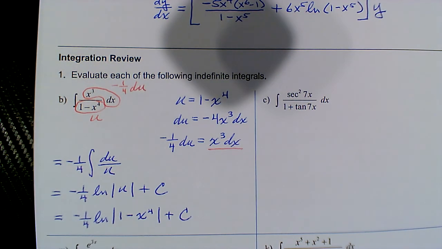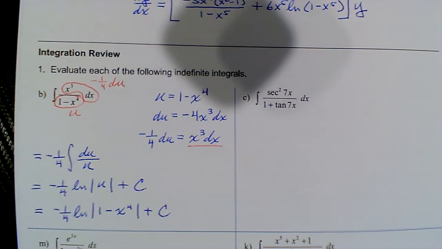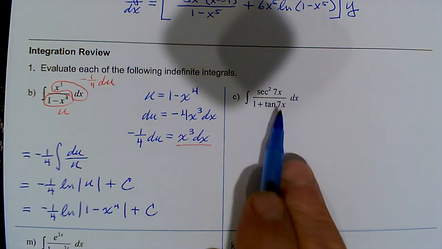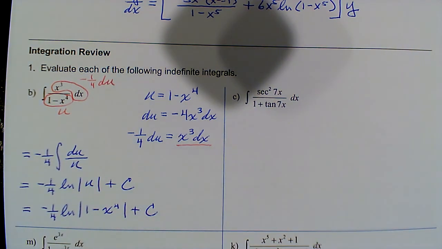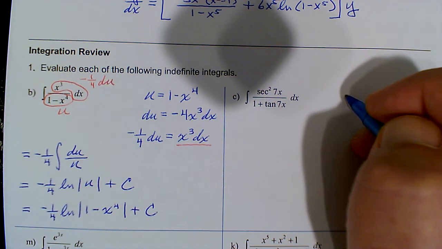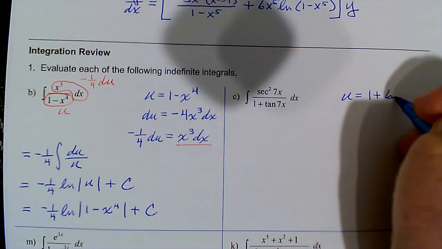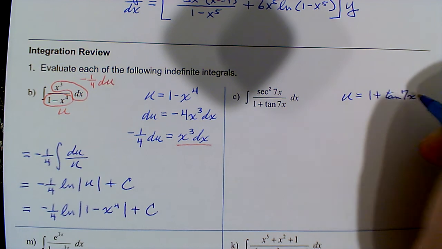Now, in letter C, again it's a fraction, and the denominator is not a power, and so we're going to try to fit the form for du over u again, and we're going to choose our u to be the denominator, 1 plus tangent of 7x.